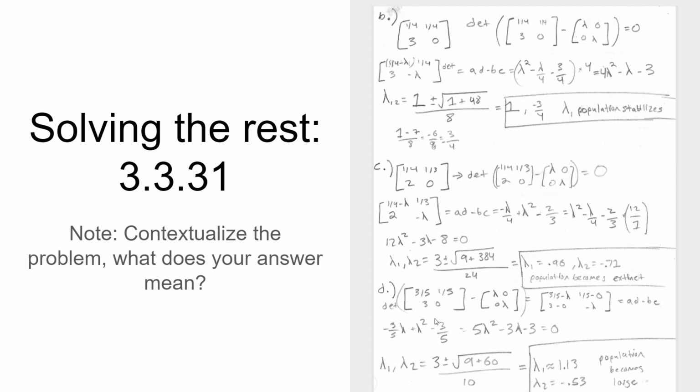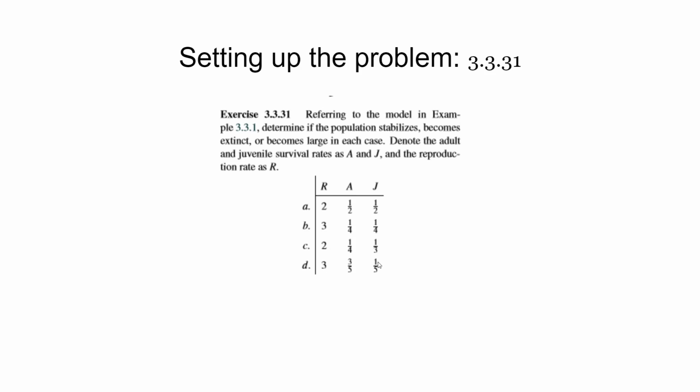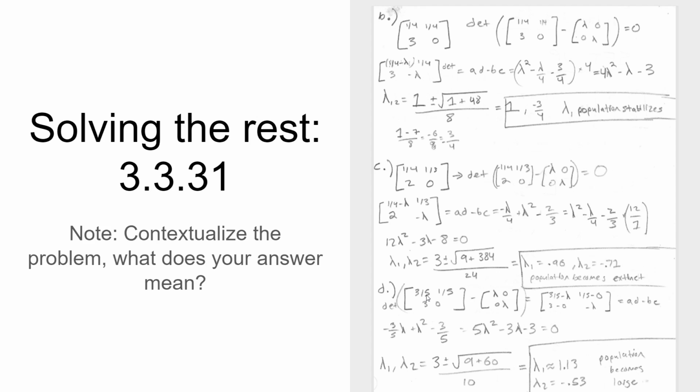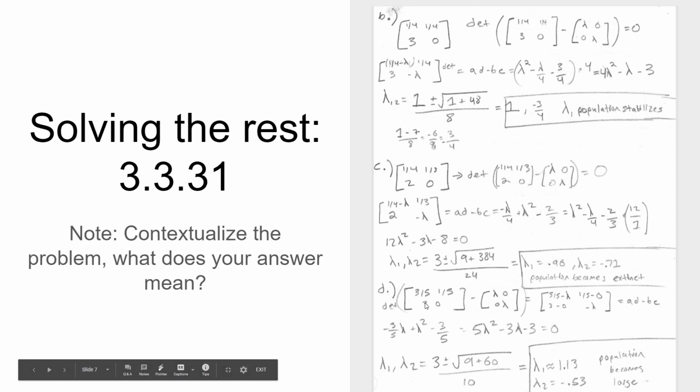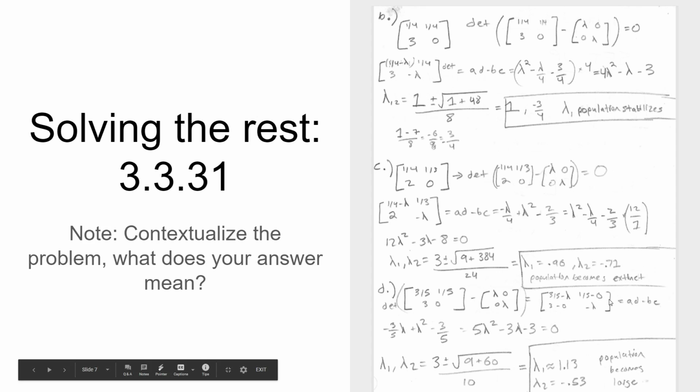Same idea for D. You should notice a pattern by now, that if you have the reproduction rates or the survival rates, you turn those into a matrix, adult here, juvenile here, reproduction right here. You get the determinant after subtracting by this matrix, which we've used for all the previous examples. And then we solve the determinant. We have the determinant right here. I like to multiply by 5 to make the coefficients whole numbers. I solve for lambda by using the quadratic formula. And then lambda 1, which is more than 1, means the population becomes large.